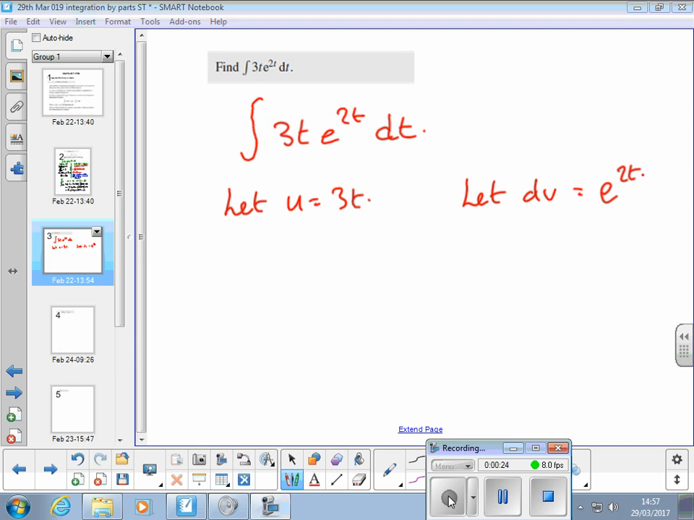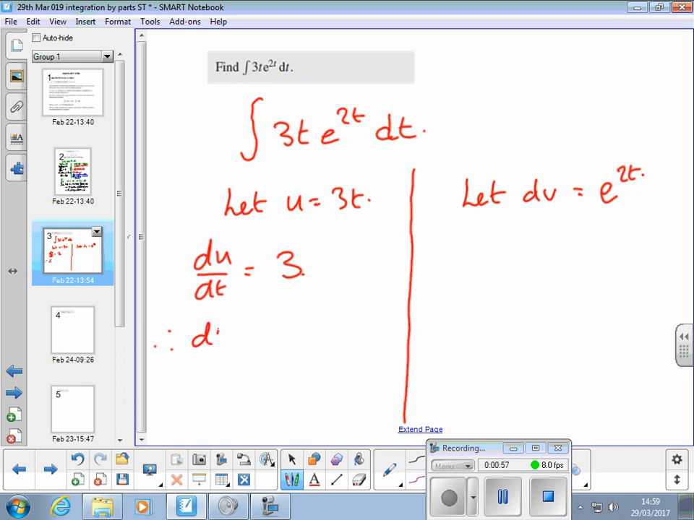Yep. So you're going to differentiate the left-hand side, integrate the right-hand side. So let's do that now. Right, what do we get for du by dt? Du by dt is 3. Therefore dt equals du over 3.